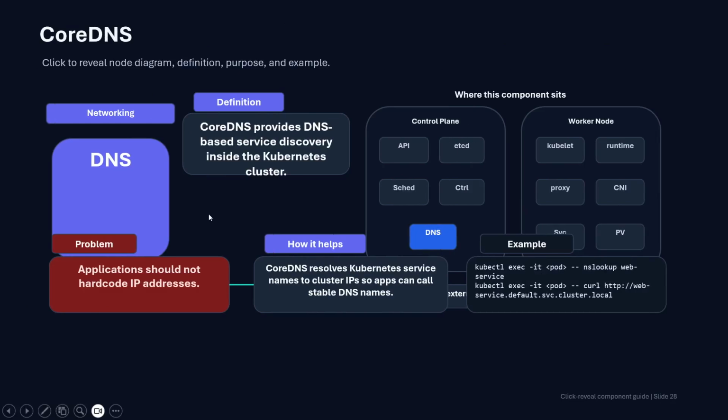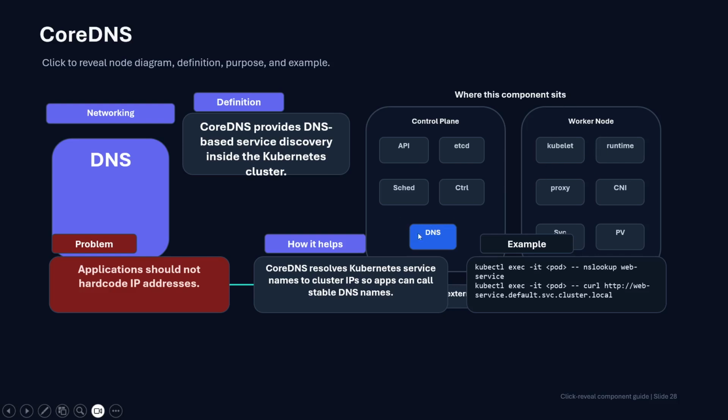Next one is called your CoreDNS. CoreDNS resolves Kubernetes service names to cluster IPs, so apps can call a stable DNS name. This is the internal DNS service of Kubernetes. When one application is connecting to another application, they have to use the Kubernetes service name. If they are using the name, they have to use the CoreDNS component. And CoreDNS is also called a control plane component. It's not a worker node component.